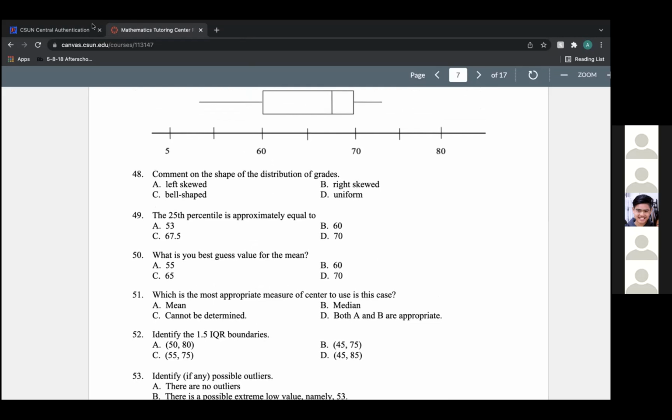Where are we? 52. Identify the 1.5 IQR boundaries. Well, first we have to find the IQR before we can do the 1.5 IQR boundaries. What is the IQR approximately? What is the value between 5 and 60? Don't need that. Is it 10? It's 10, 60 to 70. The IQR is from the 25th percentile to the 75th percentile. It's the length of the box. So it's just 10. So what is the 1.5 IQR?